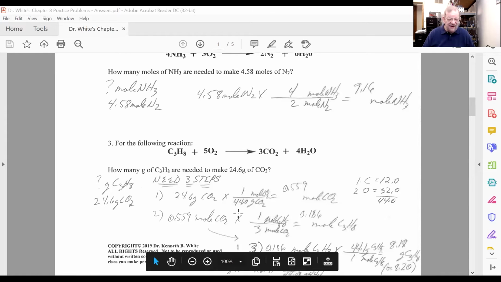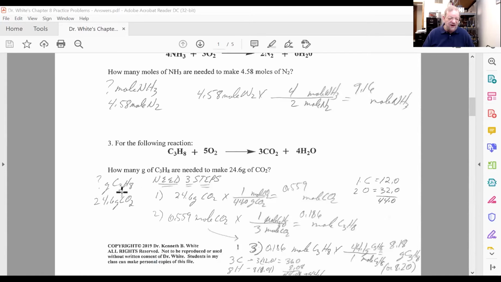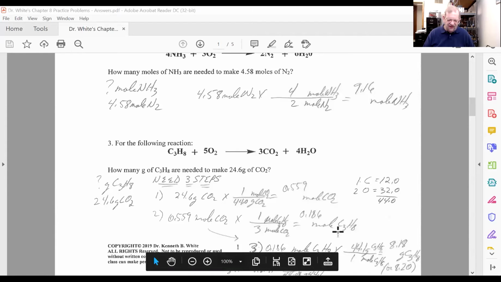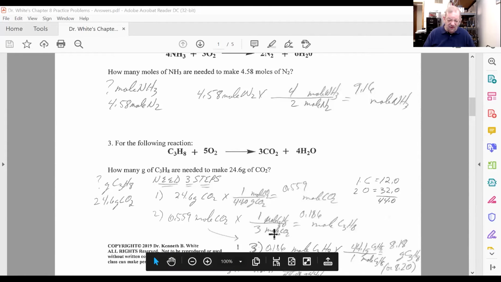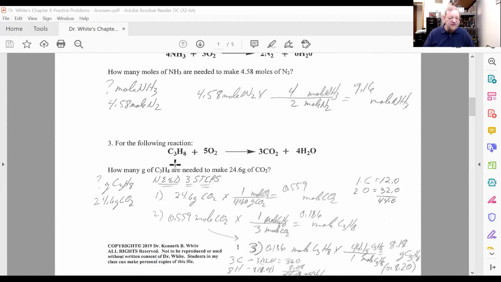So, all right, now we have moles of CO2, but we're trying to get the grams of propane, C3H8. Second step, moles of CO2 to moles of the answer we're trying to get to, which is moles of propane, C3H8. Whatever we're trying to get to goes on top of this ratio, moles of C3H8. Whatever we're trying to get rid of goes underneath, moles of CO2. Where do we get those numbers? From the balanced chemical equation.